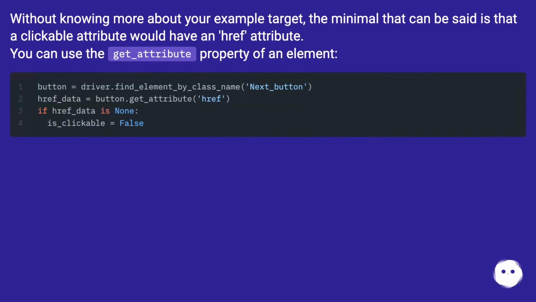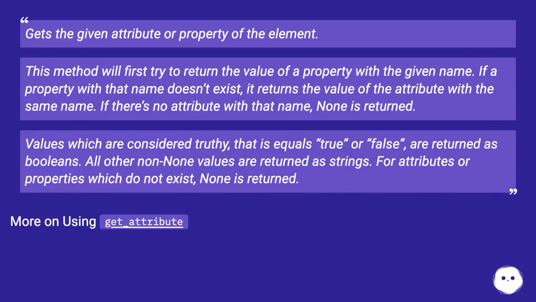Without knowing more about your example target, the minimal that can be said is that a clickable attribute would have an href attribute. You can use the get_attribute property of an element. Gets the given attribute or property of the element. This method will first try to return the value of a property with the given name. If a property with that name doesn't exist, it returns the value of the attribute with the same name. If there's no attribute with that name, None is returned.